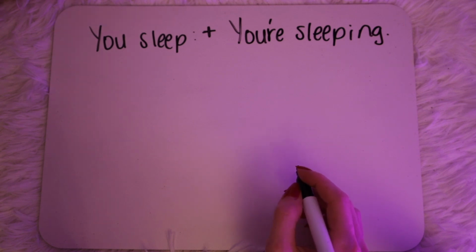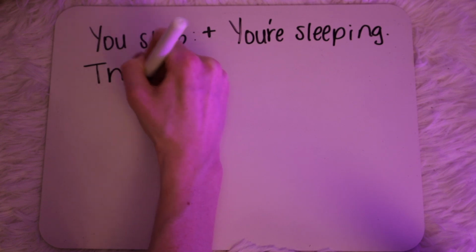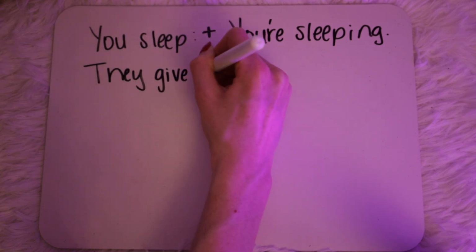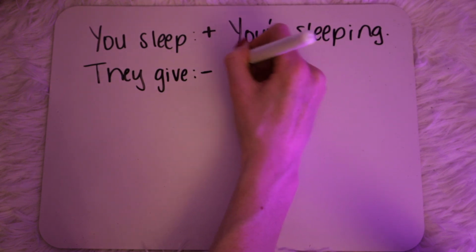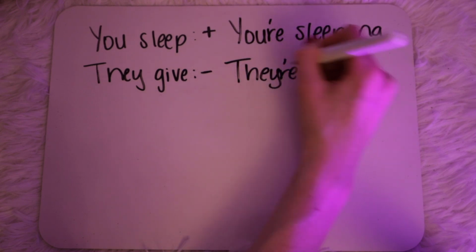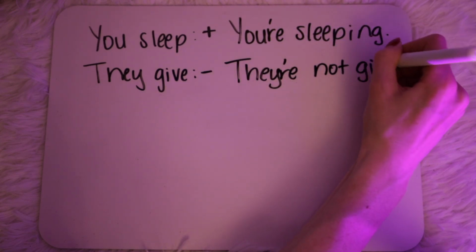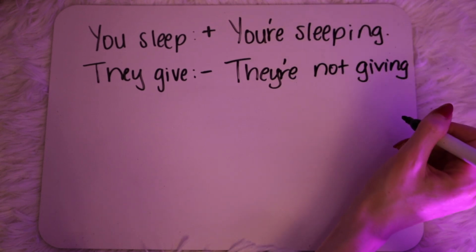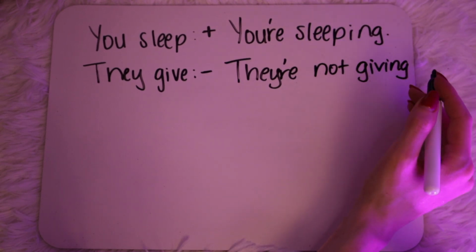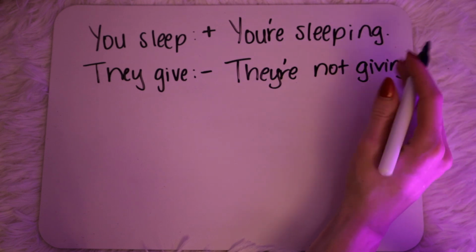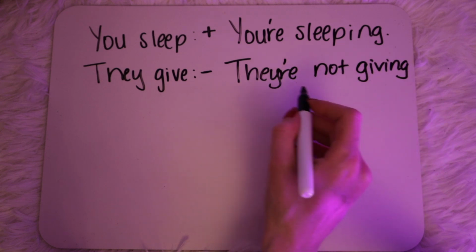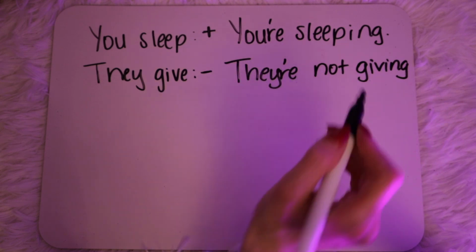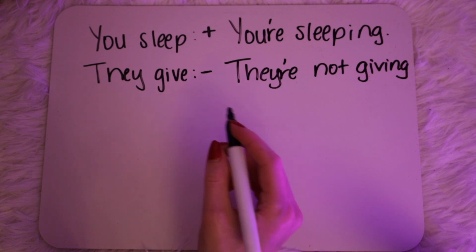Let's do they and give and the negative form. Can you make this a sentence in the present continuous? They're not giving. And of course, we would want to add an object like money or whatever it is. But this would be the start. They are not giving with the contracted form of they are. Excellent job. Let's do another one.